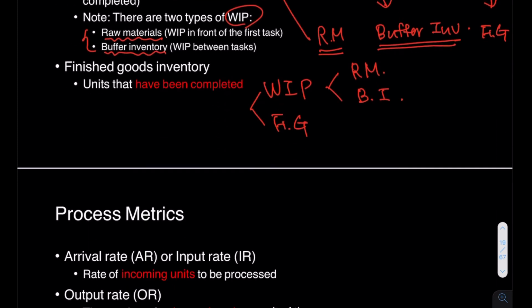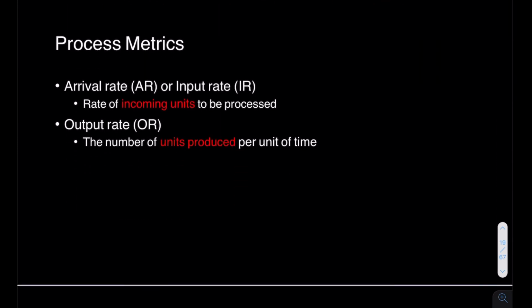Let's move on. Next one is arrival rate and the output rate. Sometimes we use the term input rate instead of arrival rate. Arrival rate means rate of incoming units to be processed, and the output rate is the number of units produced per unit of time. Both for arrival rate and output rate, we are looking at the number of units.